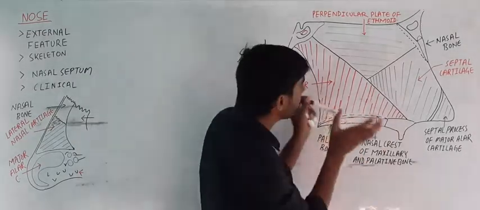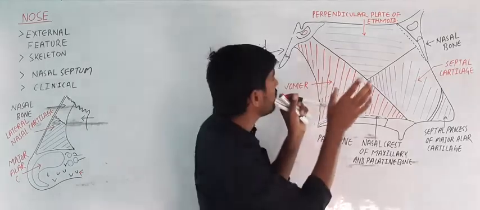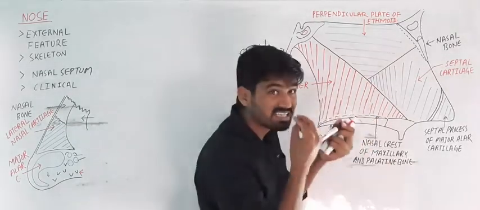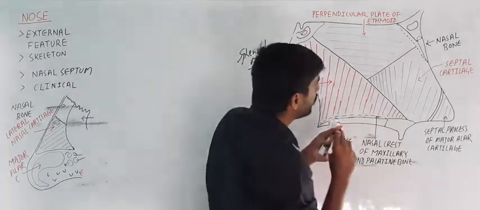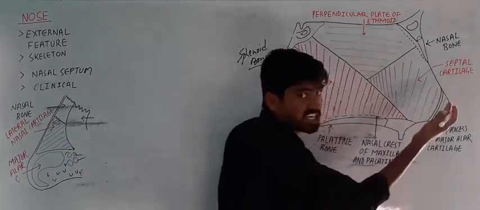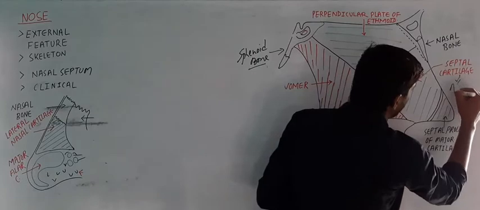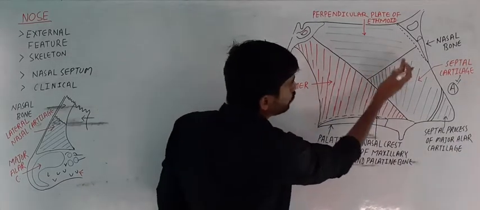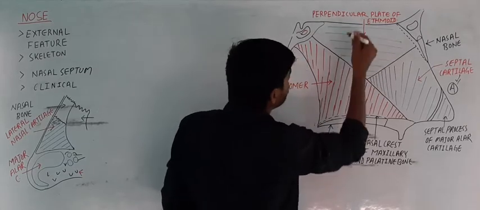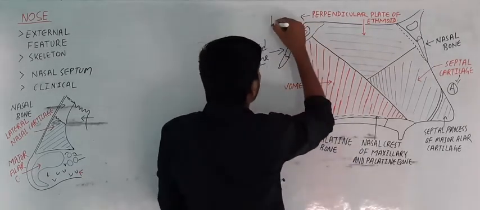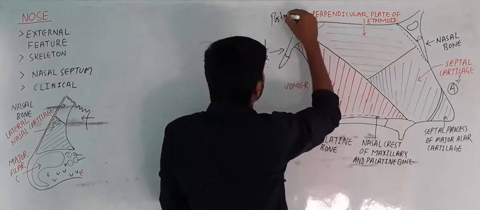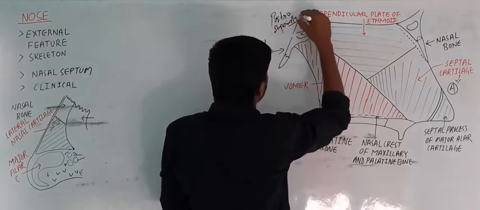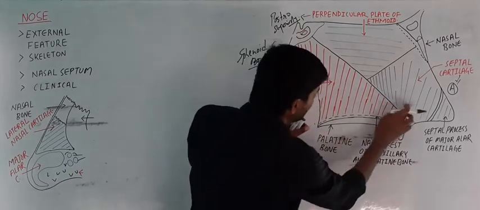If you remember the framework of this nasal septum, then you can write anything easily. Right? So this septal cartilage is situated anteriorly, right? And this is superiorly and posteriorly. So this part is superiorly. This vomer, this is the anterior, this is the posterior.